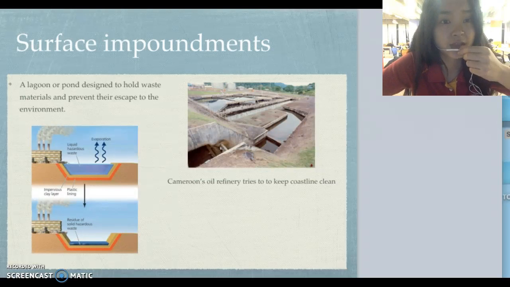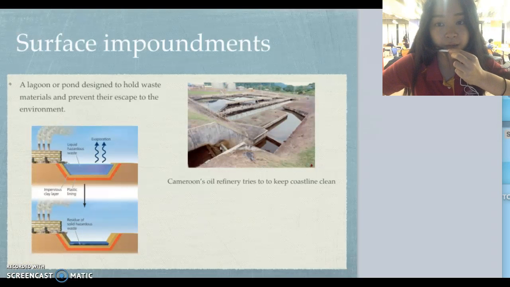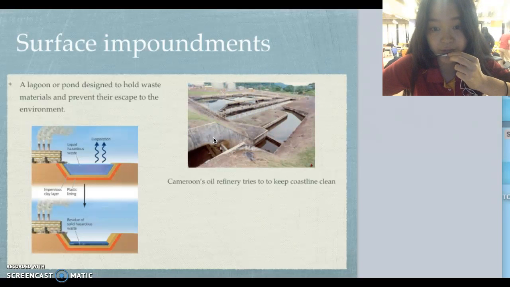So the next one, surface impoundment. This is like when factories or companies create pollution, they need a pond to collect all the wastewater. So this is a pond that holds waste materials and prevents their escape to the environment. From this picture, this is a real surface impoundment. This is an oil refinery trying to keep the coastline clean.